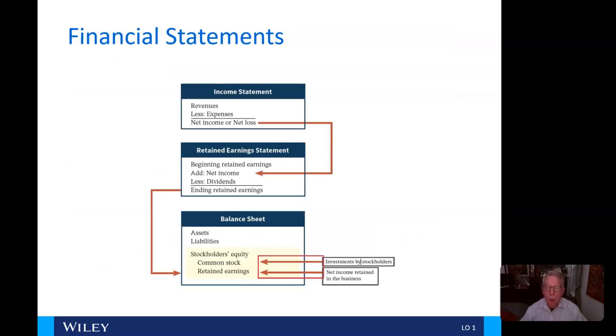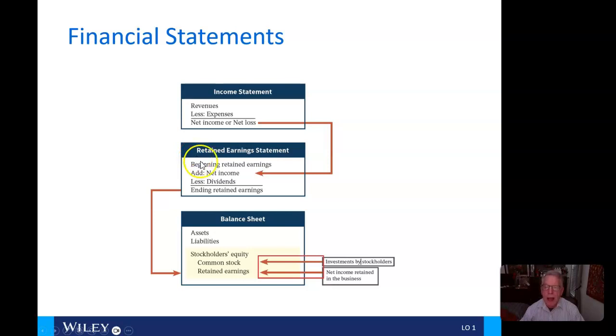Okay, so we prepare our financial statements in a specific order. And the first one we do is the income statement. And that income statement here is revenues less costs and expenses. And one of those expenses may be tax. So what we'll do is we'll subtract those expenses and costs from revenues to get our net income, or in some cases net loss, if the case may be. So net income is an after-tax number.